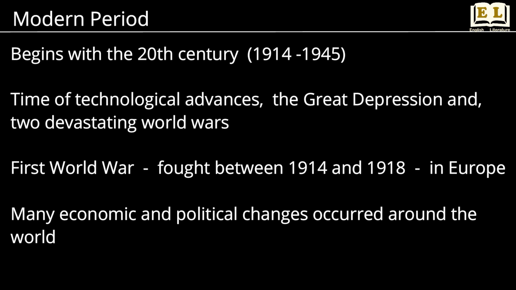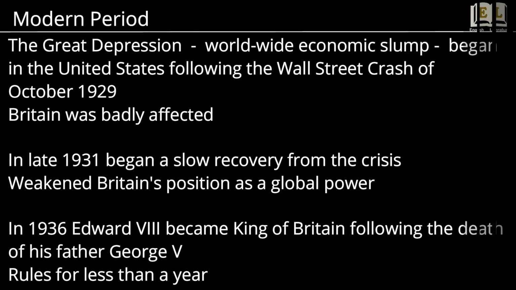The modern period in English literature begins with the 20th century. It was a time of technological advances, the Great Depression, and above all, two devastating world wars. The First World War was fought between 1914 and 1918, primarily in Europe. During this time, many economic and political changes occurred around the world. Britain had a tough time recovering from the war.